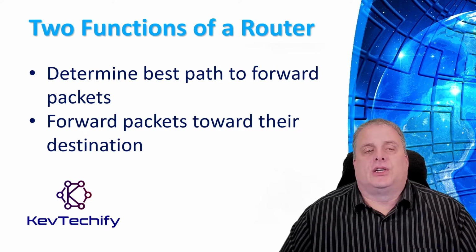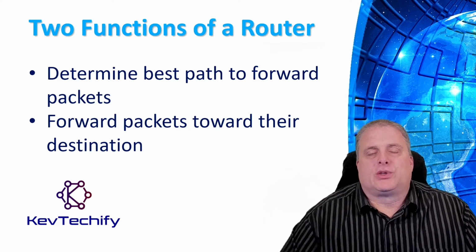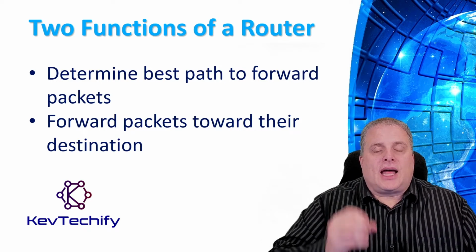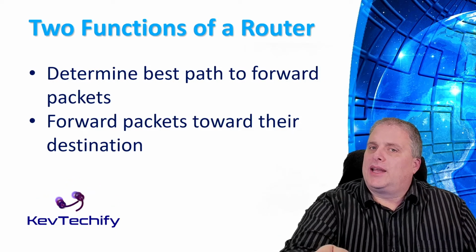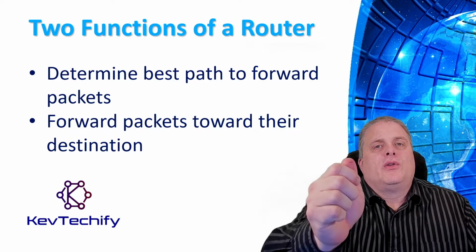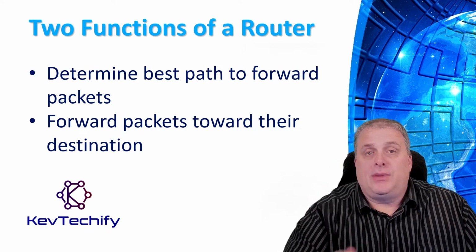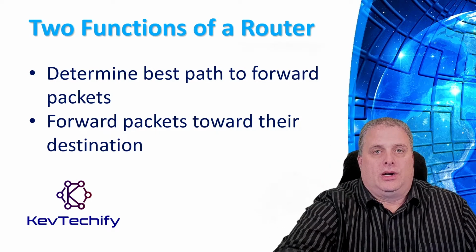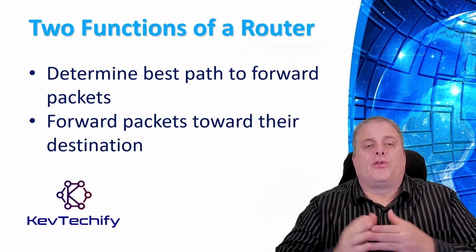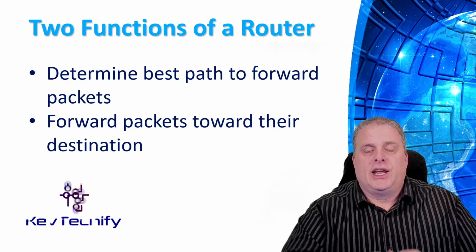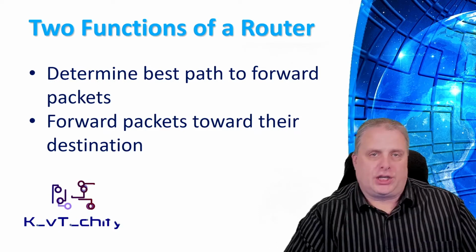The second function of a router is to forward packets towards their destination. A lot of times when a router gets a packet in and it makes that decision to forward that packet on, it's not going to get it to its destination. Maybe it has to go to another router, and then another router, another router. And so that router is going to forward it towards its destination. It's going to get it in the right direction.